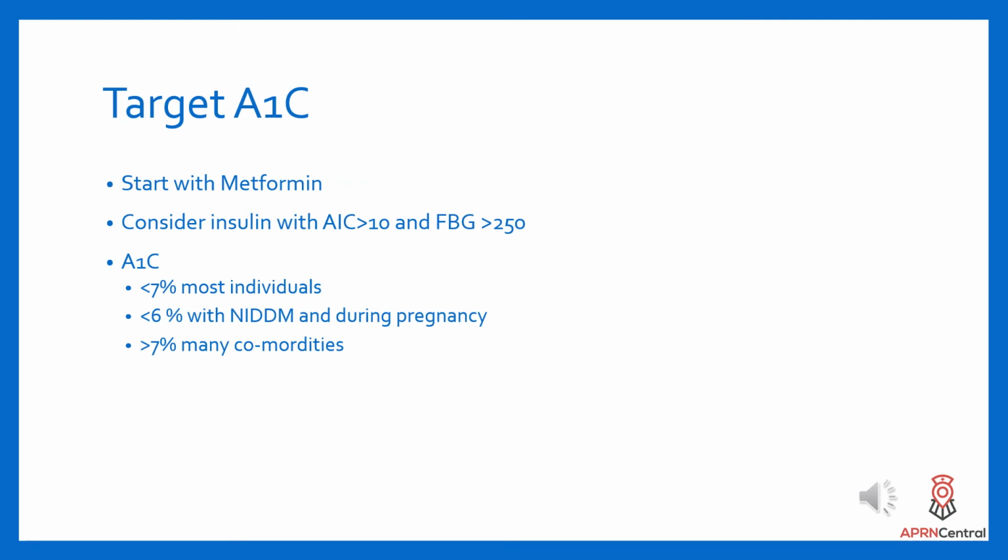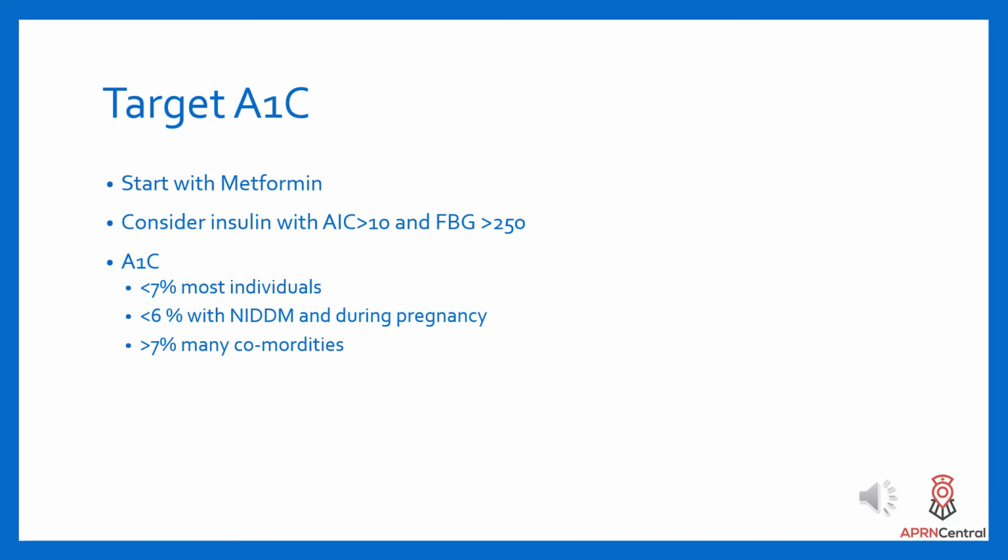A1Cs, there's some things to consider. We know often if we have an elevated A1C, we're going to start, first line drug is metformin. We want to consider insulin with somebody with an A1C greater than 10 and a fasting blood glucose greater than 250. But there's some individuals we are going to make some concessions for. So for most individuals, we'd like to see them under 7. We'd like to see them under 6 with non-insulin dependent diabetes and during pregnancy.